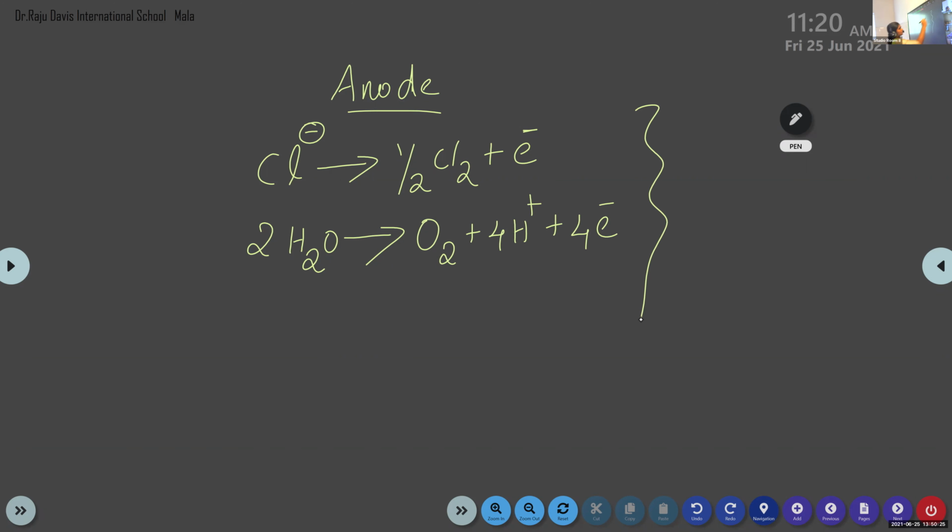And here also we can write the standard electrode potentials. Here it is 1.36 volt and here it is 1.23 volt. Okay. These are the two possible reactions that take place at the anode in the case of aqueous sodium chloride. That means dissolved sodium chloride.